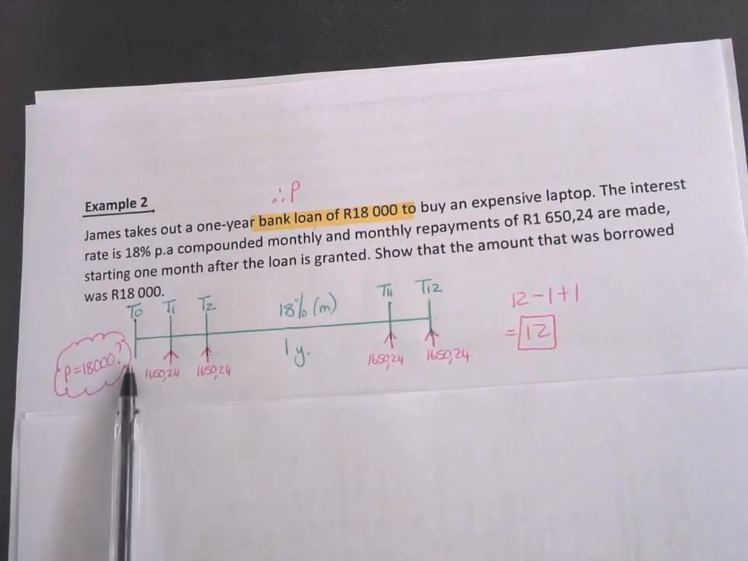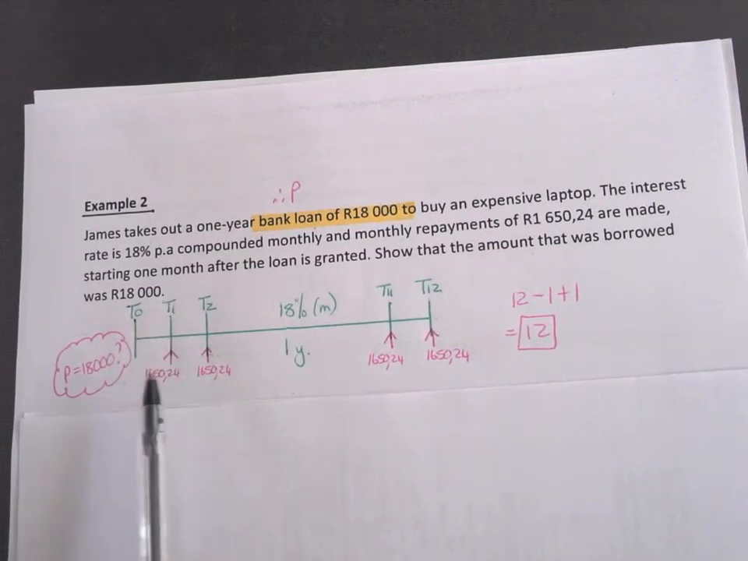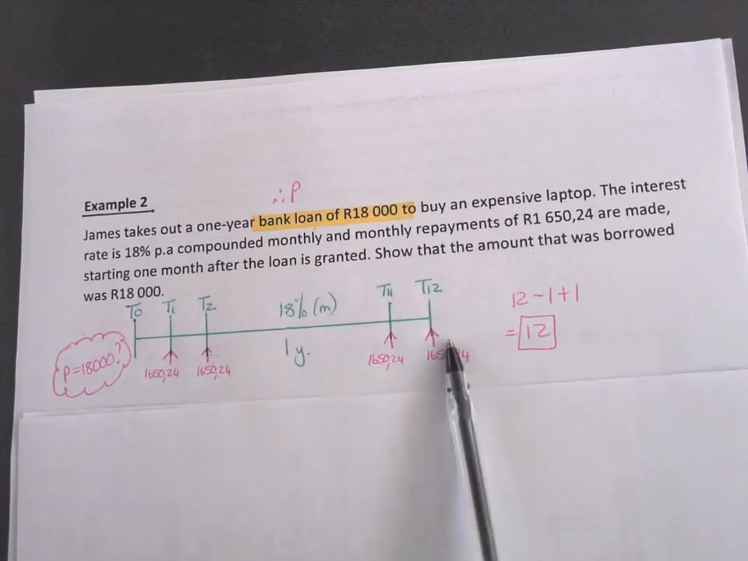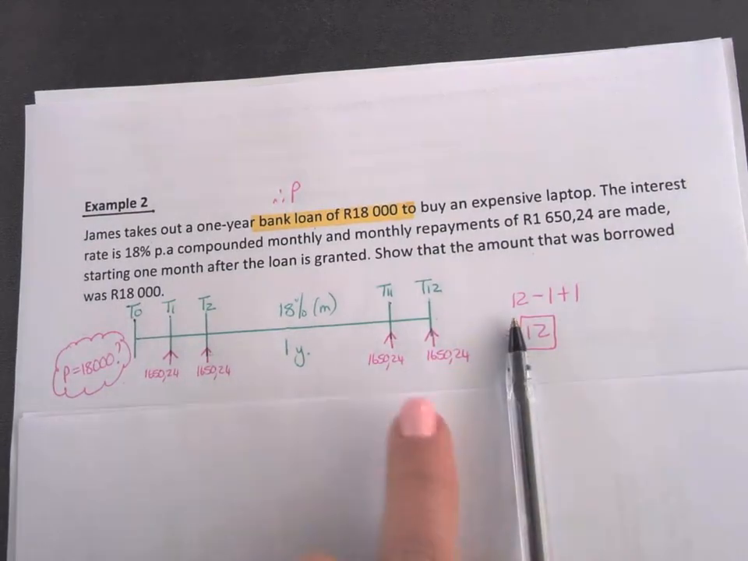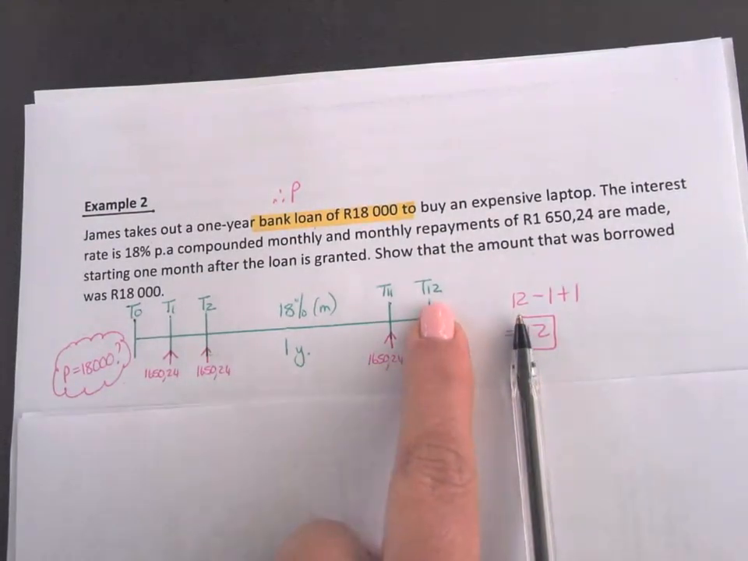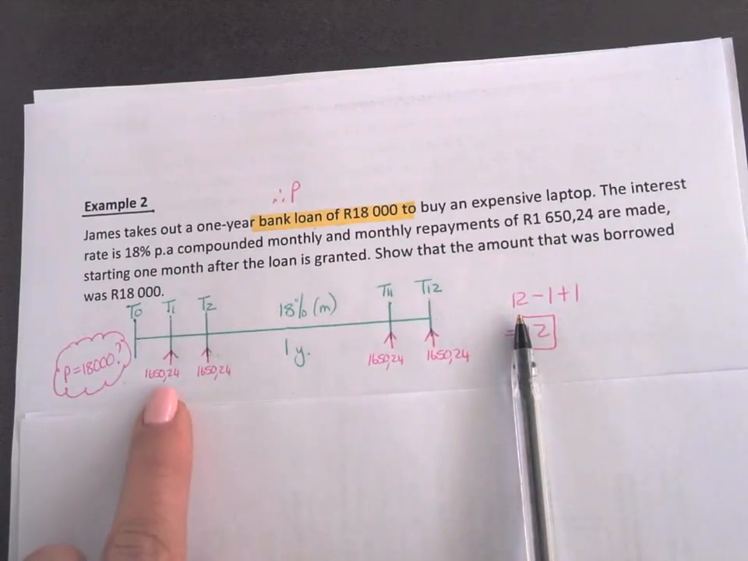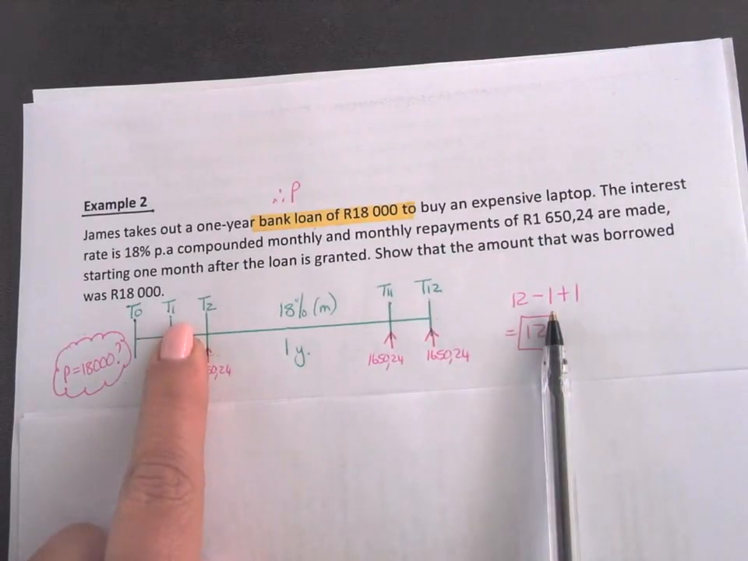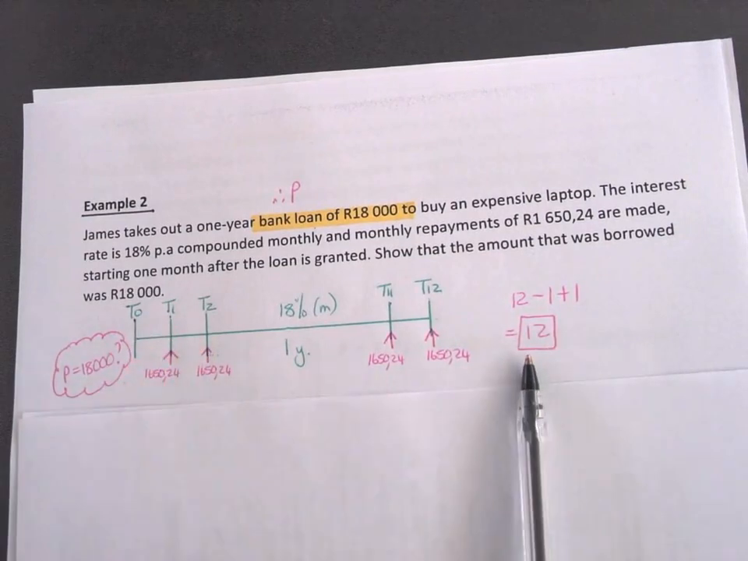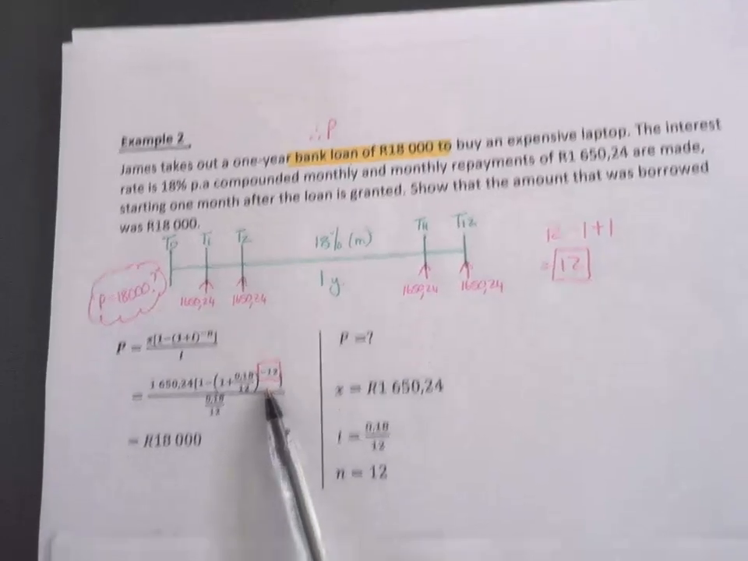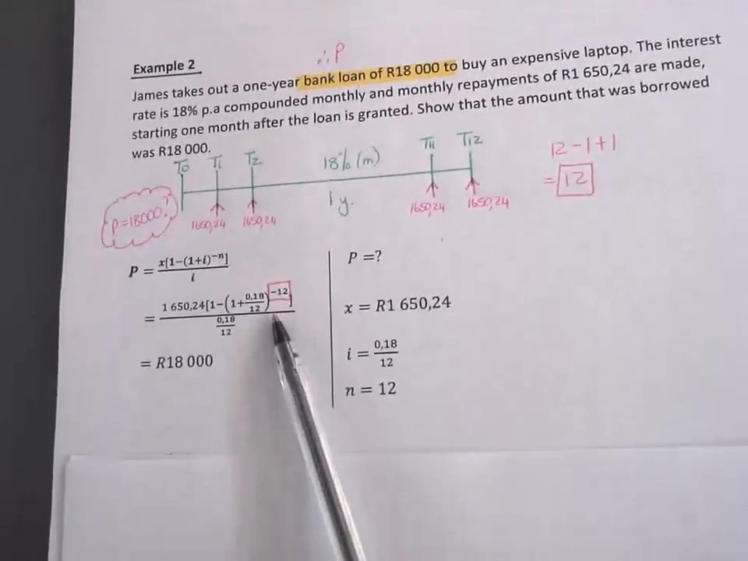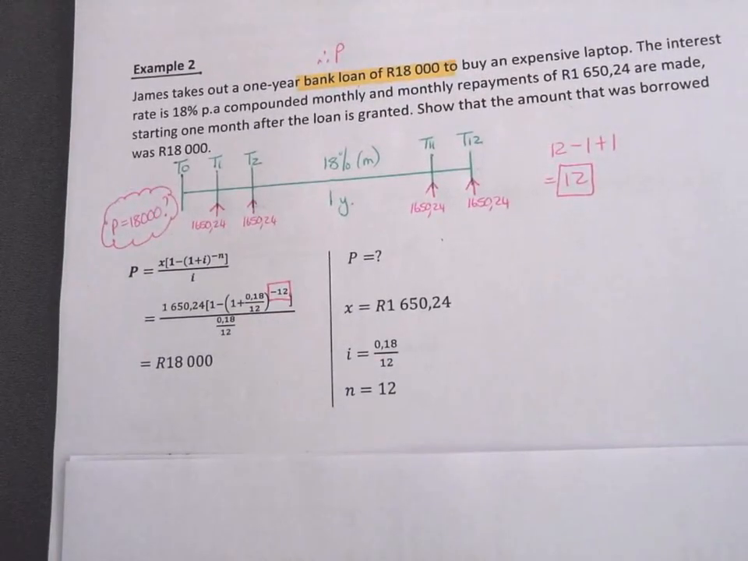Okay, the loan was granted at T0. You started paying 1 month after the loan is granted at T1, the same amount until the end of the year. Now you have to work out your N. N is the last payment's number 12 minus the first payment's month number 1 plus 1. But it's a loan, so my N is negative. Are there any questions here?